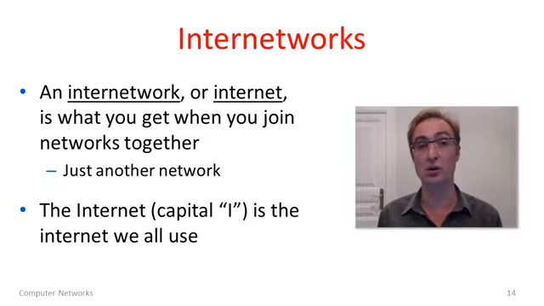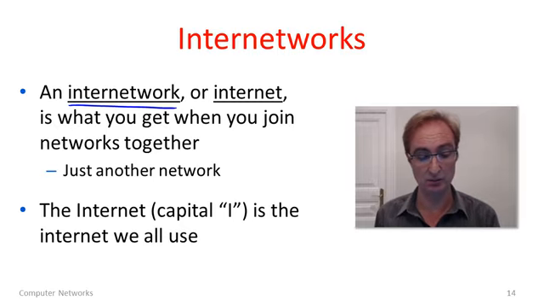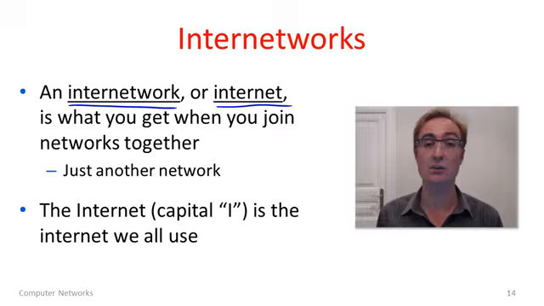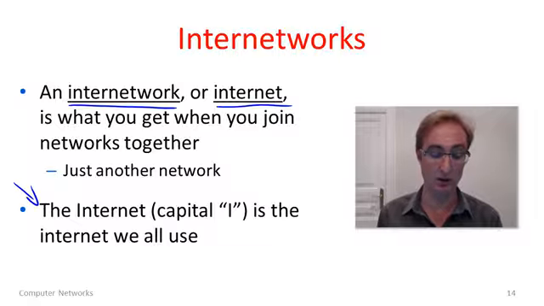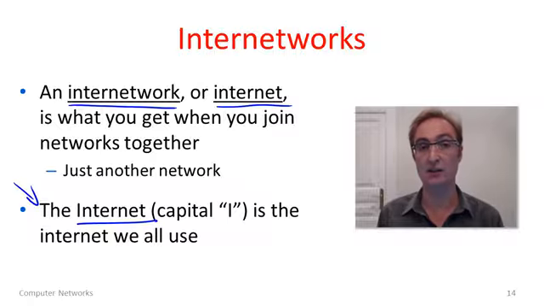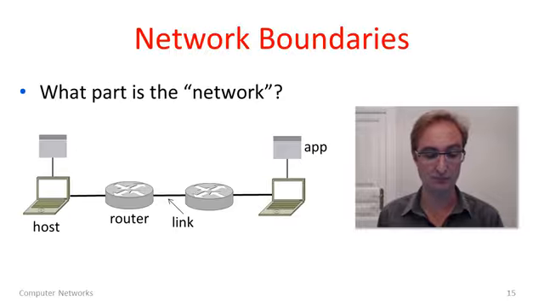Actually, I can tell you a little bit more about internetworks. So an internetwork, which we shorten to the word internet, is what you get when you join networks together. Now, from our point of view, when you join two networks together, you're getting an internet, but it's just another kind of network which we can manipulate in the same way. There's also a very special internetwork. It's called the Internet with a capital I. That's the connection of networks that are all lumped together, which we all use every day.